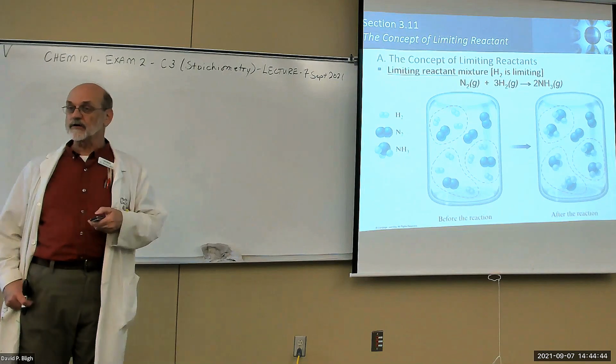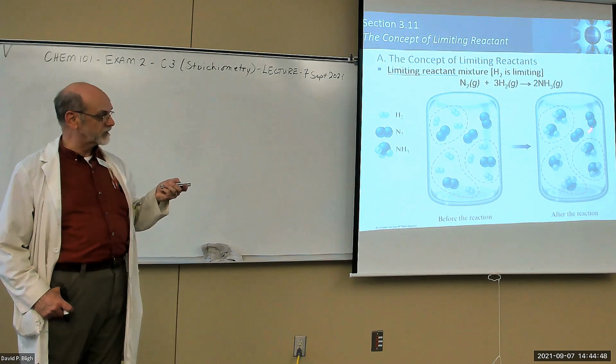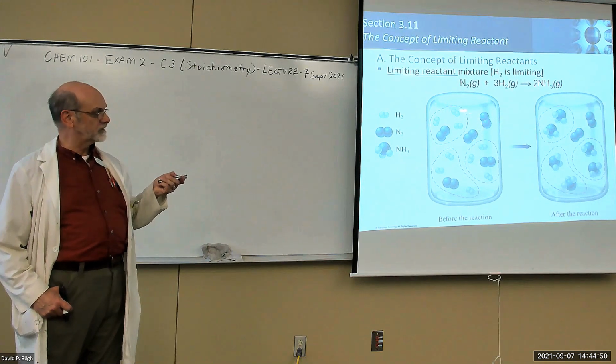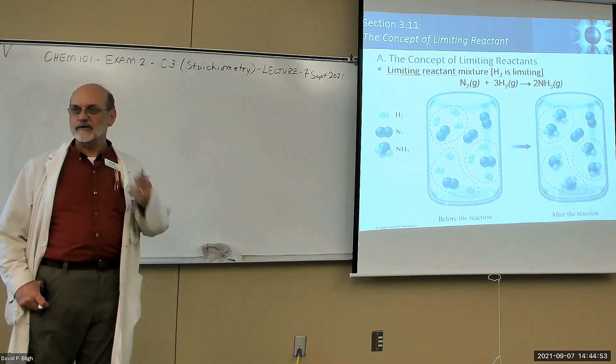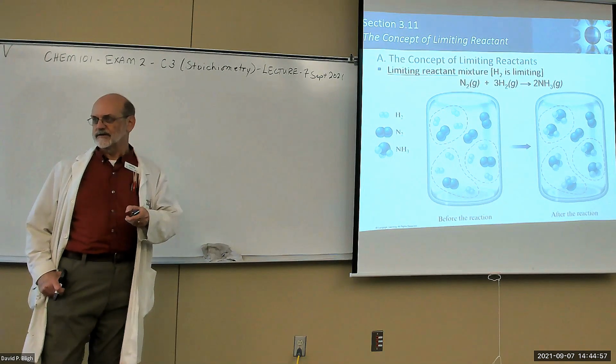Well, sometimes it's easier to look for the excess, right? Here's the excess, right? These two are still over here. So what's the other one? The other one's hydrogen. Hydrogen is limiting. It doesn't have enough dance partners to go around. So it runs out.